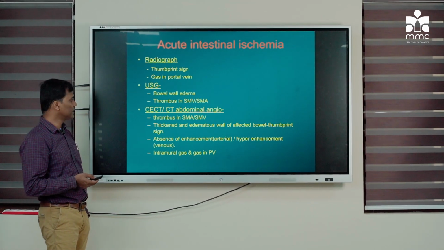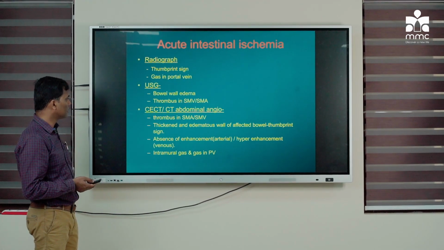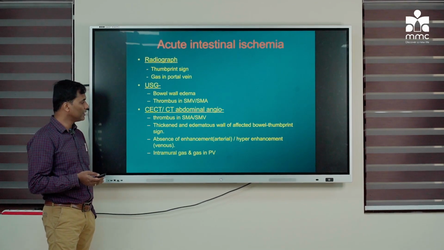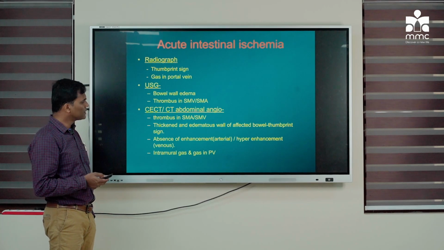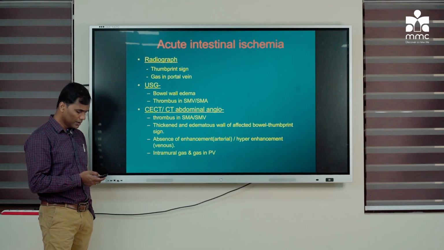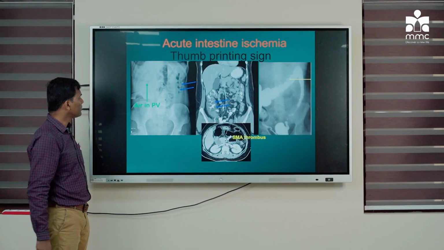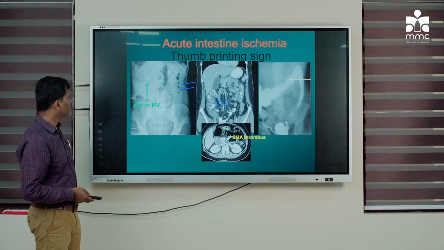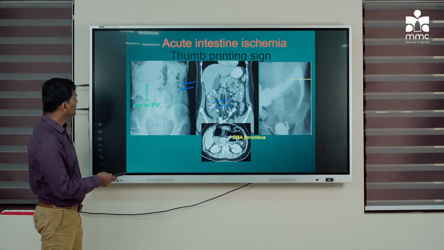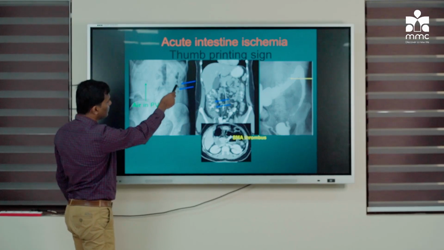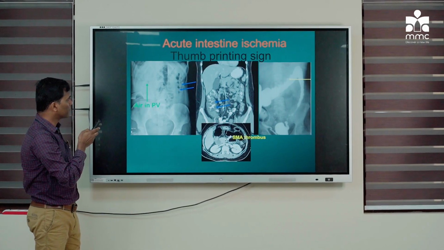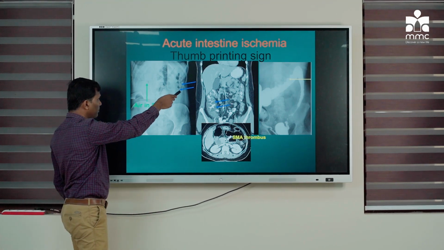It will show the thrombus in the vessels and thickened edematous bowel wall. You may have increased enhancement or absence of enhancement in the affected bowel, and intramural gas and gas in the portal vein are better visualized on CT. This is the image of ischemic bowel. In X-ray you can see a thumbprint like appearance here in the splenic flexure descending colon region. This is the thumbprint sign.